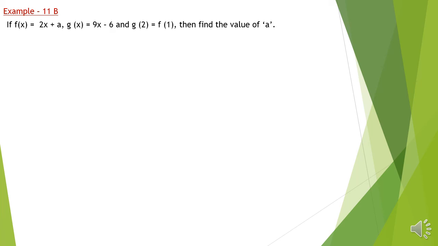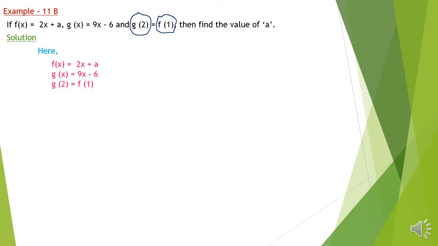11b is also interesting and it is an easy question also. We have to find the value of a. Now there are two functions f and g, and we have to find the functional value of function g at x is equal to 2, and the functional value of function f at x is equal to 1. We do those steps separately, and then we combine them and find the value of a.